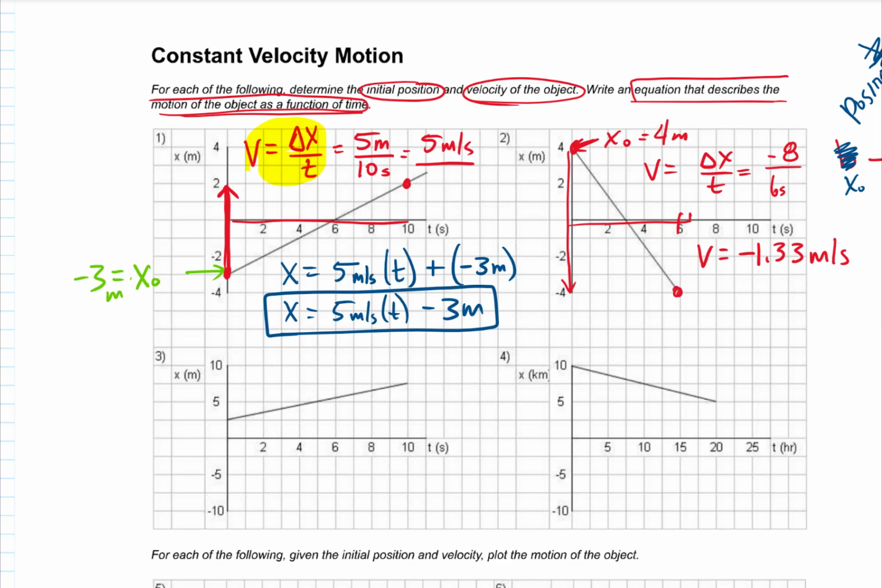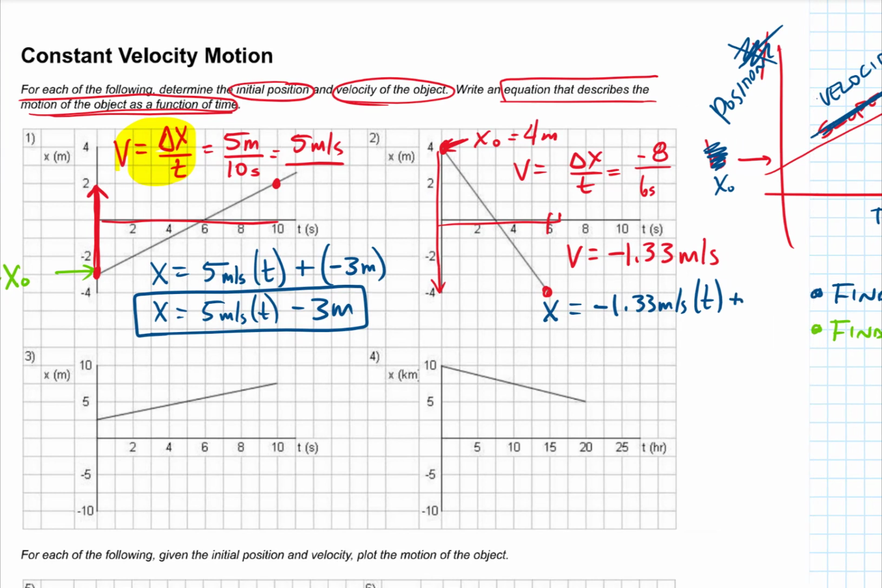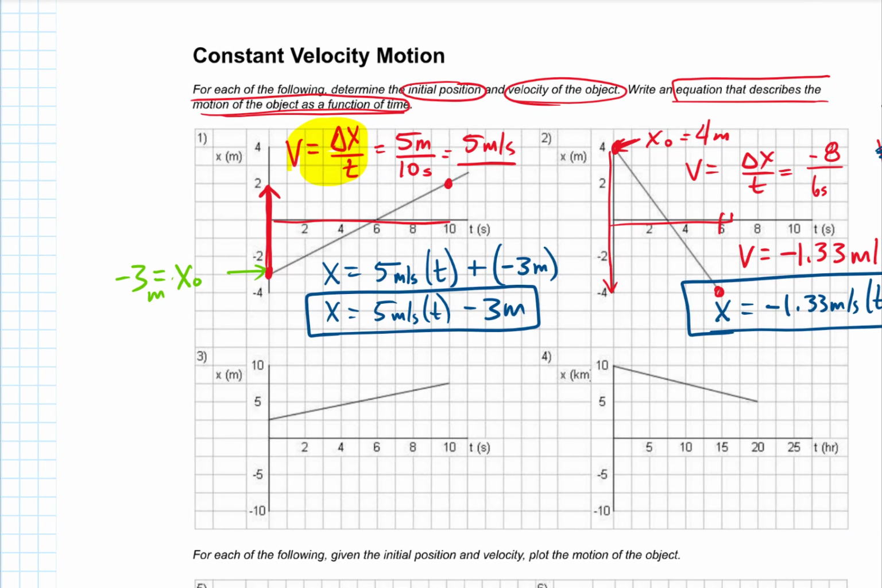So if I'm going to write out that equation, it's going to be x is equal to -1.33 meters per second times the time plus 4 meters. That's our equation for this line. For number 3, same thing.